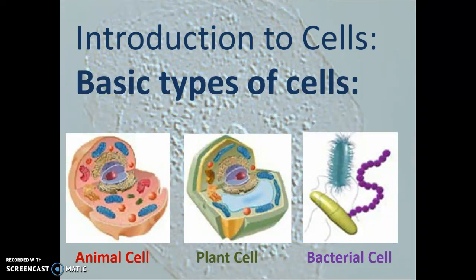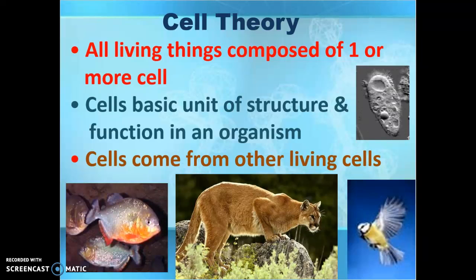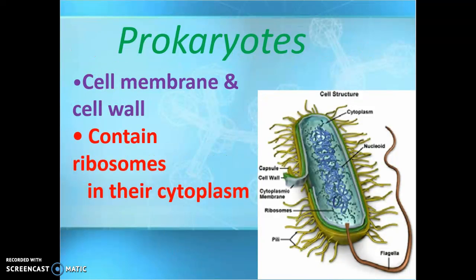There are three basic types of cells. There's the eukaryotic animal cell, which is what we deal with mainly because we are human. There's the plant cell, and there's the bacterial cell, which is also called prokaryote. Okay, the cell theory is that all living things are composed of at least a cell or more. But the cell is the basic unit of structure and function in an organism, and all cells come from pre-existing cells.